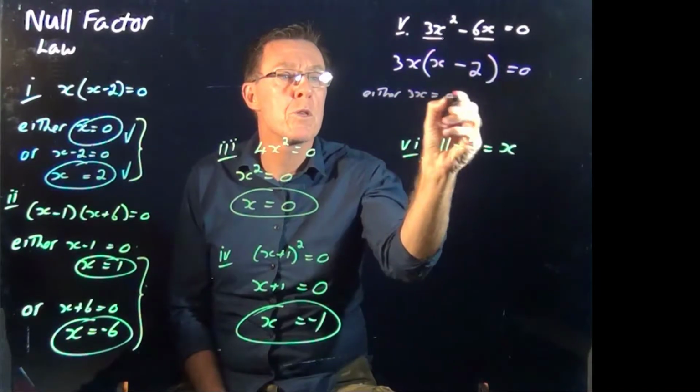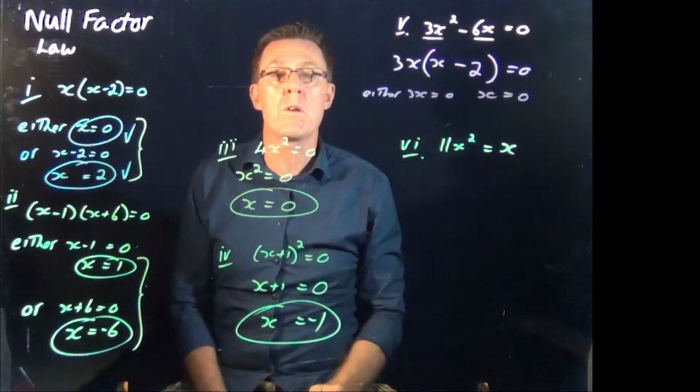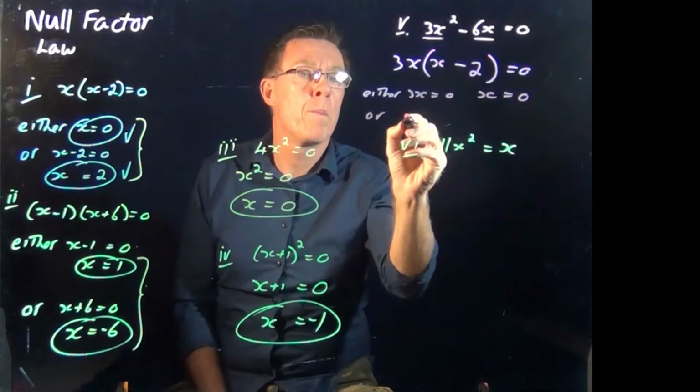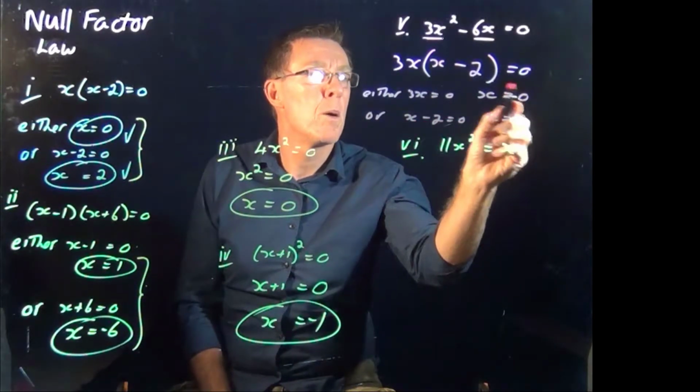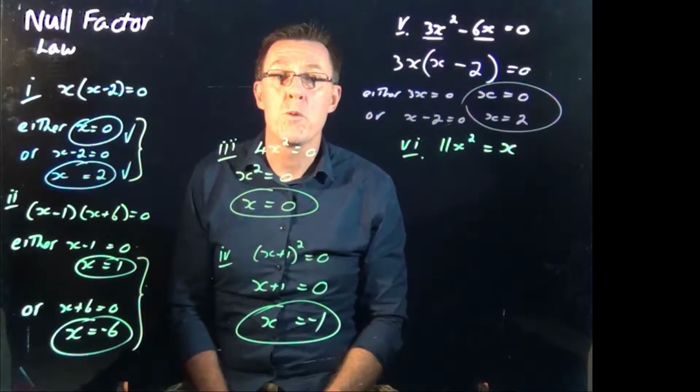the 3x is equal to 0, which means x itself is equal to 0, or x minus 2 is equal to 0, x must be equal to positive 2. There's my two possible solutions.